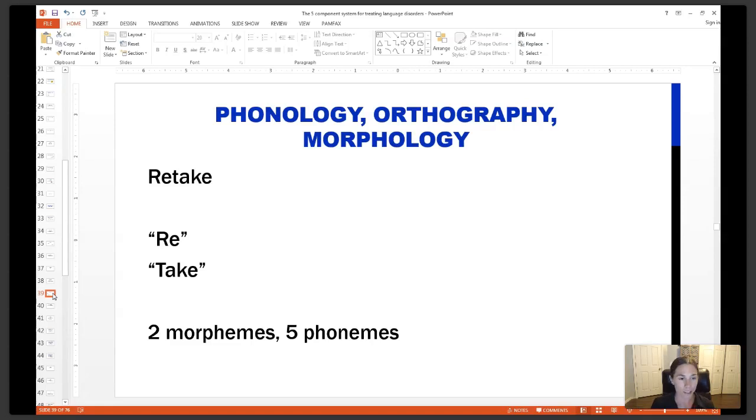And you can see also that you could say, okay, if you know what take means, what does it mean to retake? Well, if you know what re means, you can infer that meaning. So you can see that they all fit in together. And phonology fits in too, because if you look within those morphemes, it makes sense why those words are spelled the way that they are and why we pronounce them the way that they do.